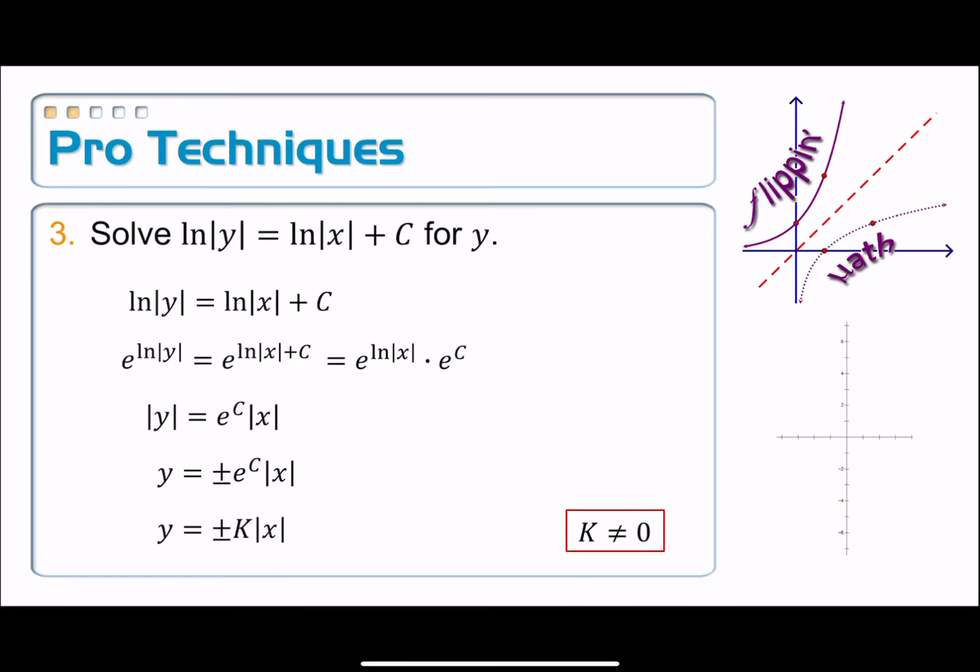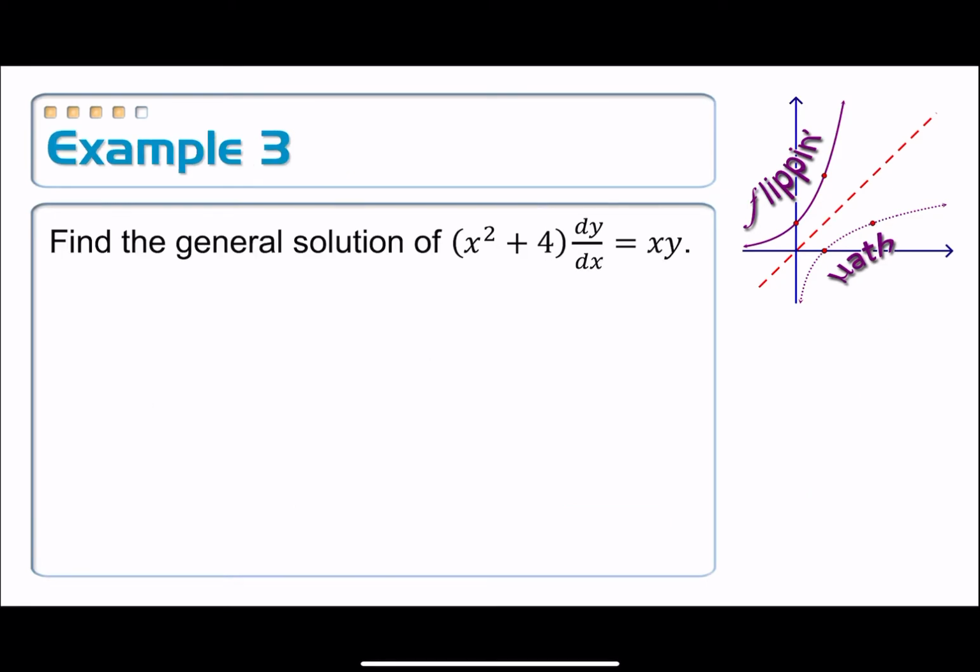But back here in the original equation, there's no way that y could be equal to 0 because you can't take the natural log of 0. So, and what the heck does this graph look like? It looks like a big old X. Very nice. Okay, so pro techniques aside, let's see if we can put those into action on this next example.